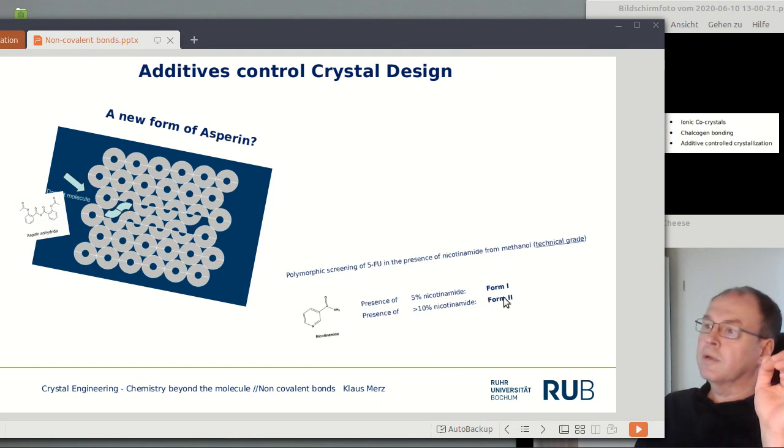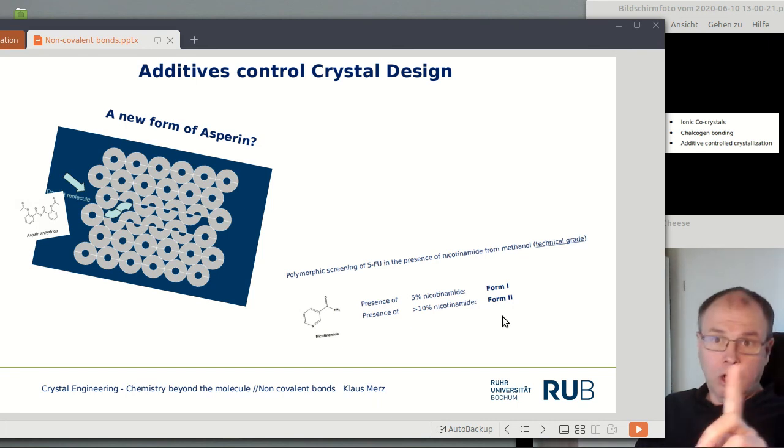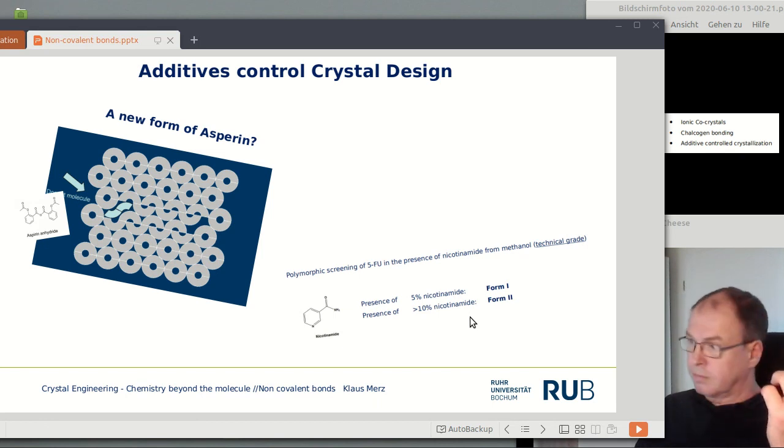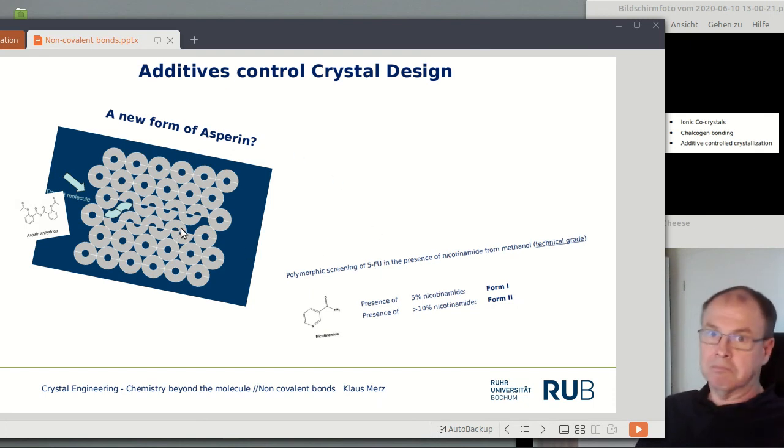Remember, if you crystallize fluorouracil, you will normally get form 1, and you will get only form 2 if you crystallize in dry nitromethane, or if you crystallize this compound in the presence of 10% nicotinamide in technical methanol, then you will also get form 2. So in both cases we are talking about impurities.